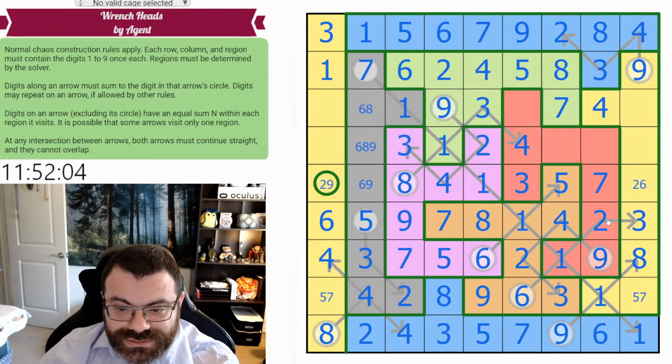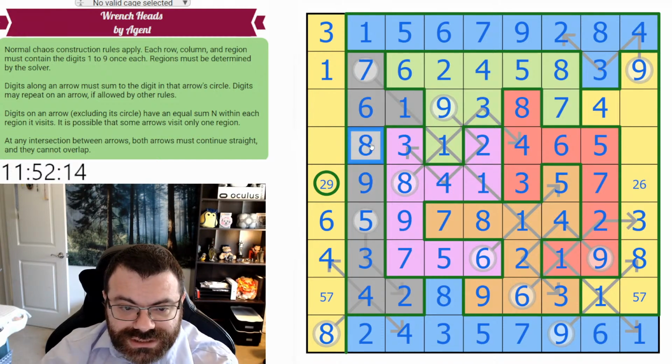We need a 5 in red. That can only go here. We need a 6 in red. And we need an 8 in red. Nice. So that's 6, 9, and 8. That cell was a 2 anyway.